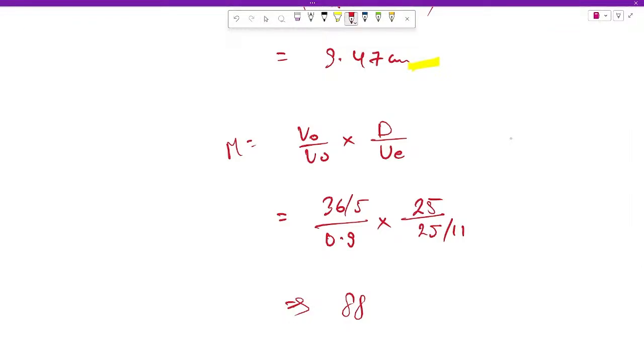So magnification is given by VO by UO into D by UE. We know the value of VO over here. We have calculated it as 36.5, and UO is given, that is 0.9, the distance of the object from the objective. D is known, that is 25 centimeter, and UE we calculated to a value of 25 by 11. So using this formula and substituting the values, we will get a result of 88. That is, the magnification of this microscope is 88x.